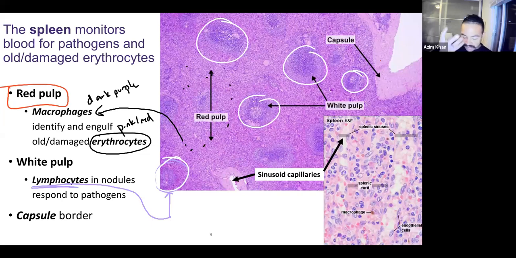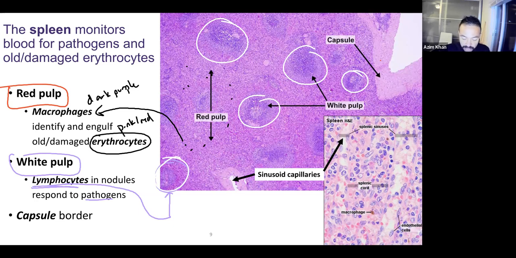These lymphocytes gather together in a circular arrangement, which is termed white pulp. And in the white pulp, like I mentioned, you have lymphocytes. This is the portion that's destroying pathogens that you may have found in your lymphatic fluids. So the spleen both destroys old red blood cells, recycles them, and can find pathogens and destroy those too.